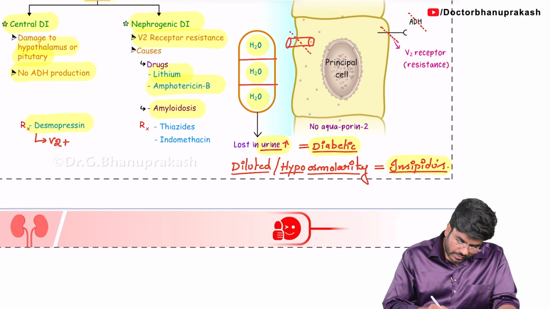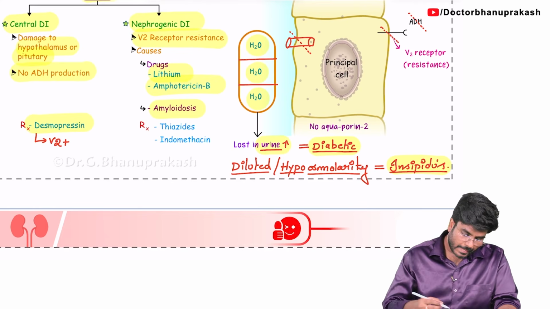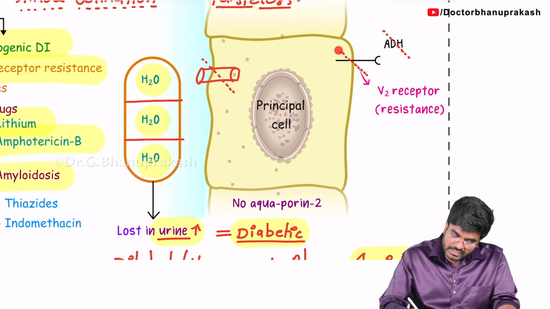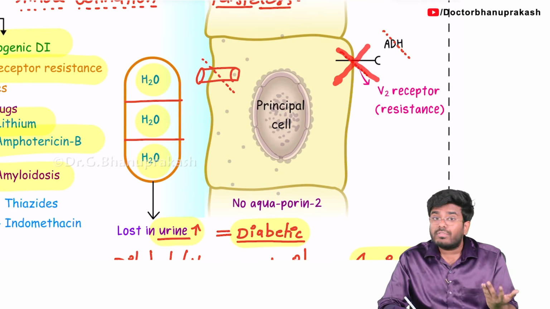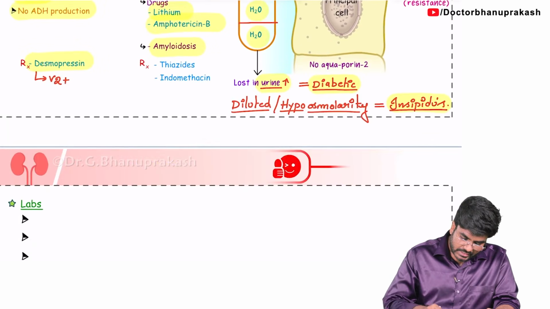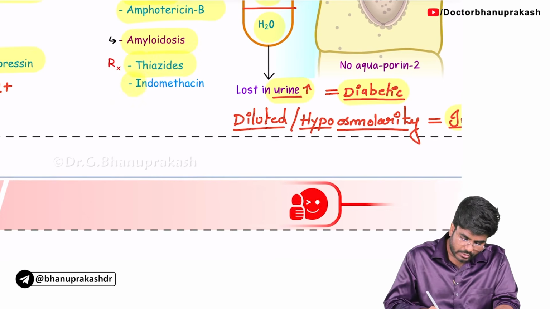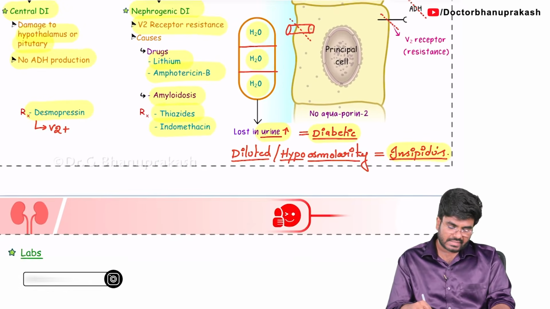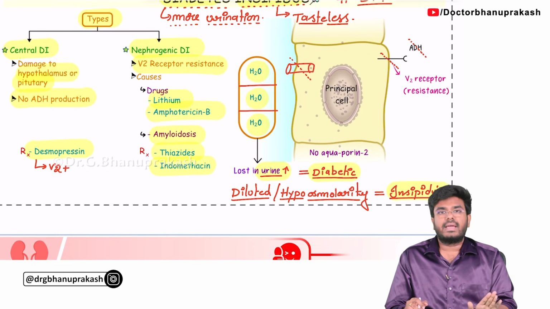But treatment for nephrogenic DI is a little different. Here we are not using desmopressin because in nephrogenic DI the problem is with the V2 receptors. So antidiuretic hormone or desmopressin cannot work in this condition. So the drugs which we are using in this condition are thiazide diuretics. Okay, thiazide diuretics. So thiazide diuretics, indomethacin can be used. So the treatment is different. Central DI, desmopressin. Nephrogenic DI, thiazide diuretics.